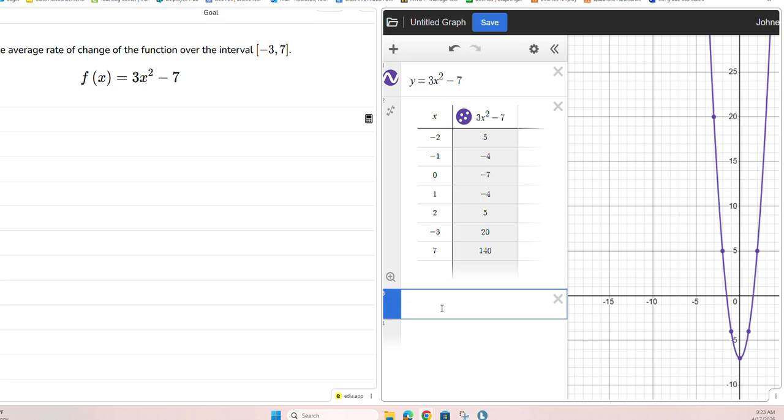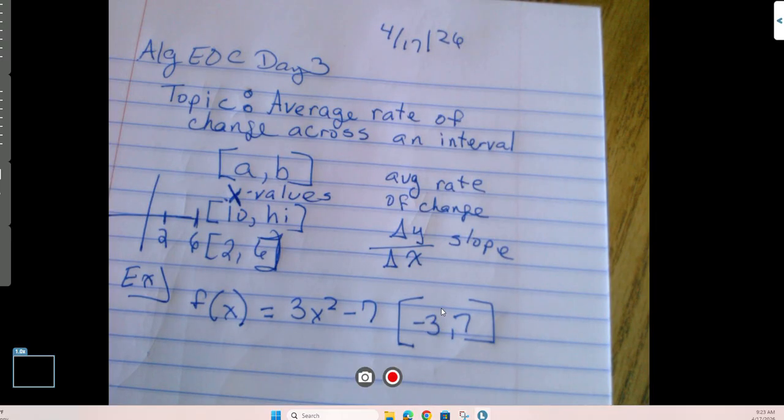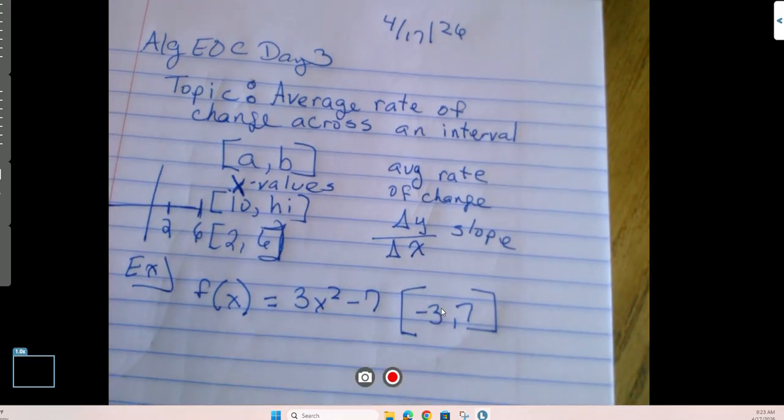Now, let me record this into my notes for good purposes of reviewing. I'm going to first write down the problem, and this will be the only example that I put in my notes. Alright, so I'm going to write down f of x equals 3x squared minus 7, and then I'm going to put bracket negative 3, 7 on my paper. So here's what I have on my paper.